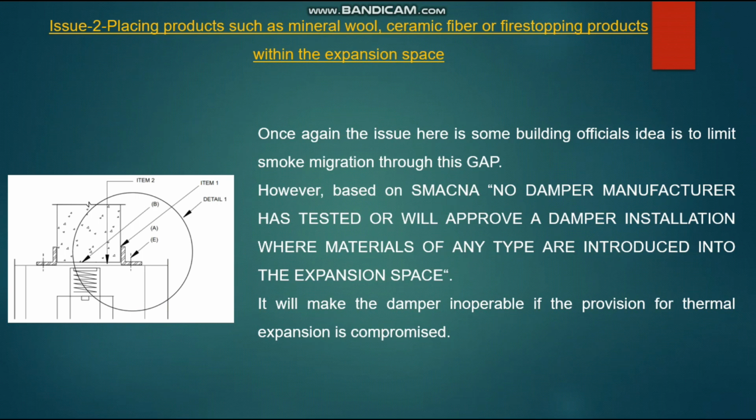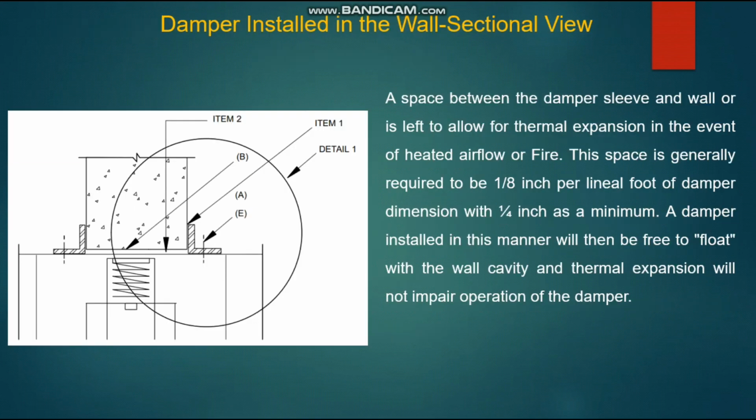Coming to the second issue, placing products such as mineral wool, ceramic fiber or fire stopping products within the expansion space. Before going into the topic, we need to identify one important thing: the purpose of this annular space or gap. A space between the fire damper sleeve and the wall is left to allow for thermal expansion in the event of heated airflow or fire. Like you see here in this image, a minimum gap between the damper sleeve and the wall is allowed. This space is generally required to be 1/8 inch per linear foot of damper dimension, with 1/4 inch as a minimum. A damper installed in this manner will then be free to float within the wall cavity, and thermal expansion will not impair operation of the damper.